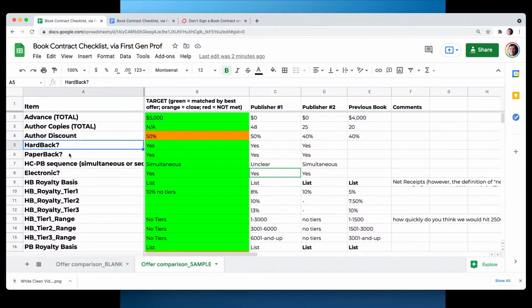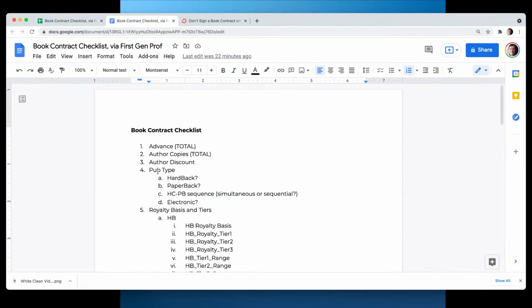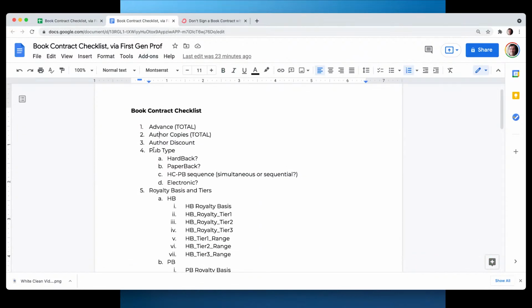All right. This next issue, let's go back over to the outline of this tutorial, has to do with publication type. And what I mean is, in what formats will your book be published? The three main ones being, of course, hardback, paperback, electronic. Not every publisher is going to publish a hardback, sometimes referred to as a cloth title.